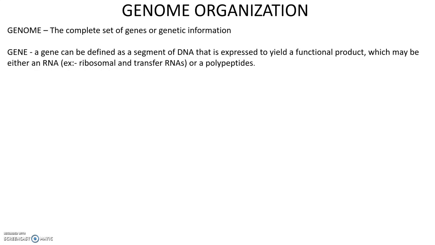The genome is defined as the complete set of genes or the genetic information in an organism. The segment of the DNA which is expressed to yield a functional product is known as a gene. That functional product may either be an RNA or a protein. And genome organization is the study of the sequential arrangement of genetic information in the body.